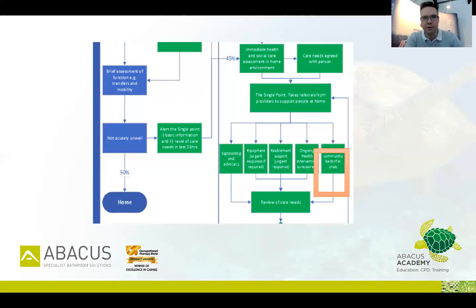What's interesting within that process, and this is within the legislative document, is that what I've put the square around, that box, it's around the access to community beds if there is a crisis. It also talks about being able to hold the acute bed if there's any uncertainty about whether the need's going to be able to be met, so the person can transfer back if required.